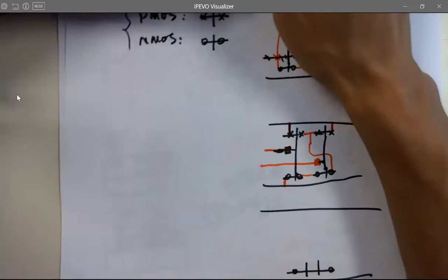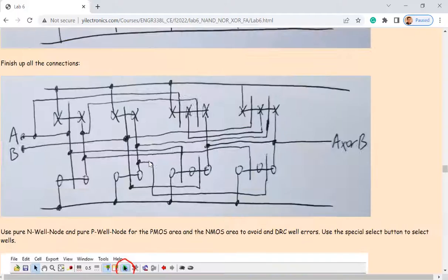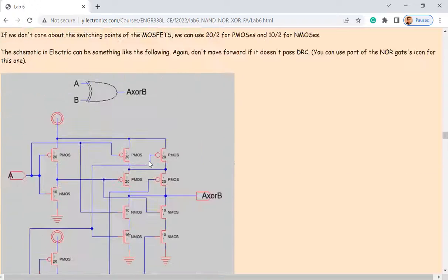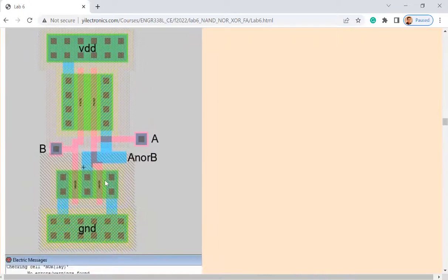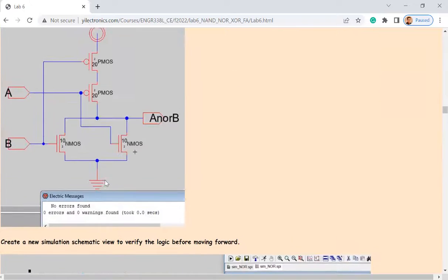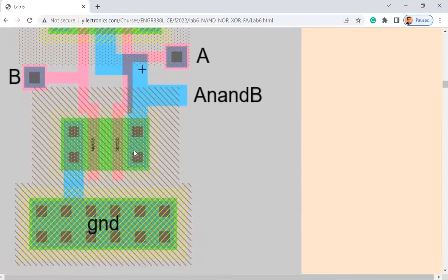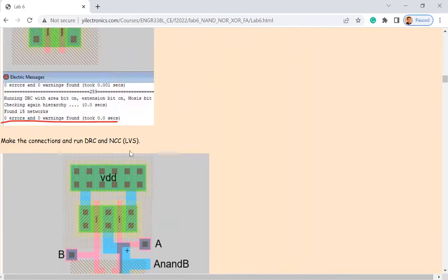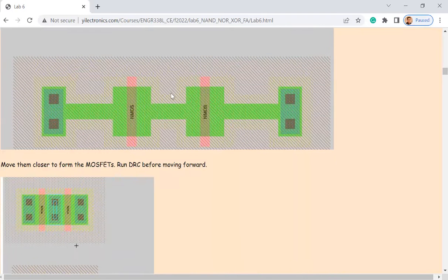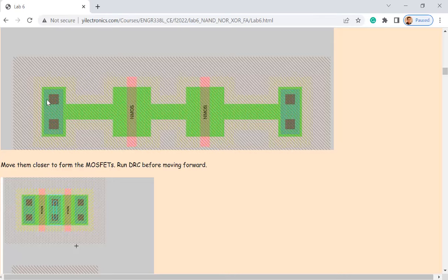Let's see if we have an example here. See? Oh, that's what that is. How did you make it? Oh, so these are the parts available in the library, right? Like the NMOS, but the NMOS doesn't have that via, does it? No, no. You have the via as a separate component.